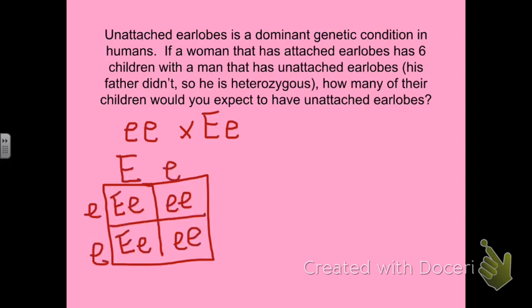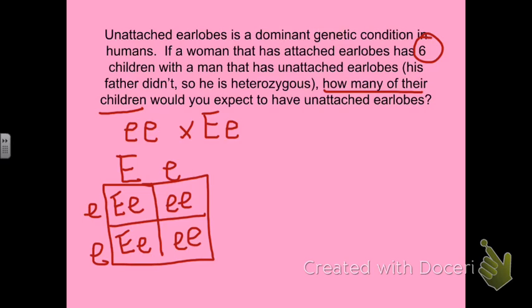Okay, there I have the Punnett square constructed and completed. And then the last thing you need to make sure is that you answer the question. In this particular case, the question is a little different than the last question. It's how many of their children would you expect to have unattached earlobes? In the previous section, it said that they do have 6 children.